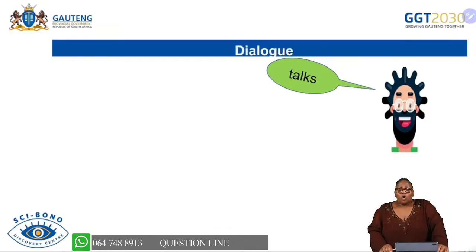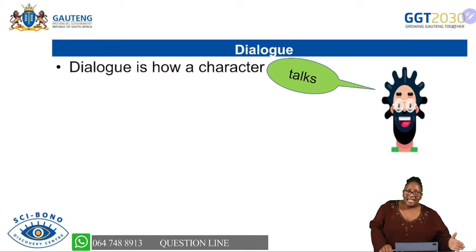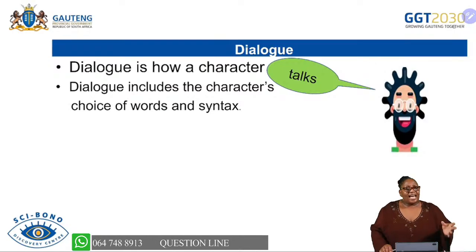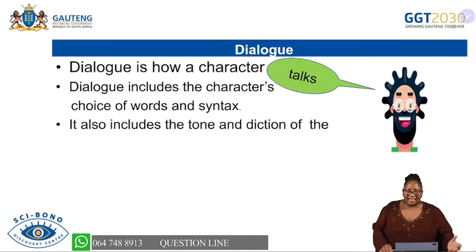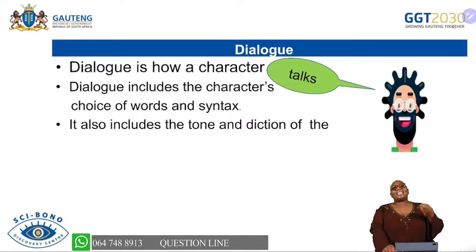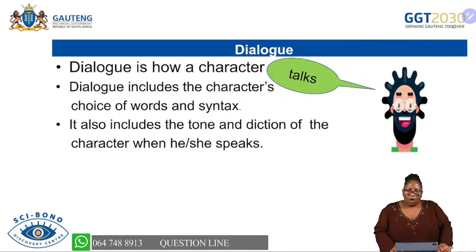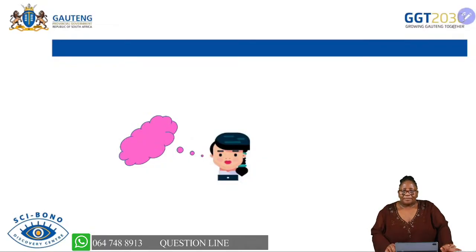We also are interested, as you read, you must check how the character talks, dialogue. That would include the character's words or syntax. We're not only checking on the words, that is the choice of words, we also look at the tone and diction when they speak. That is very important.